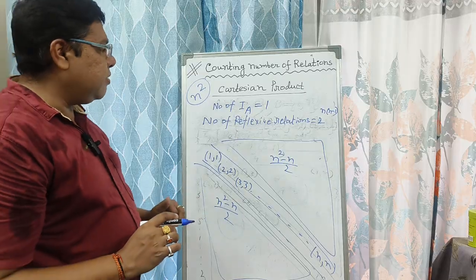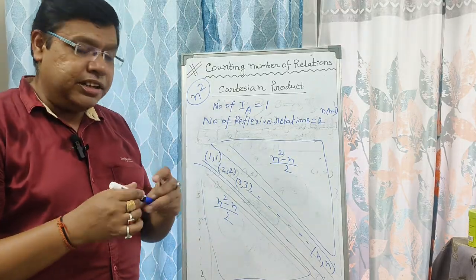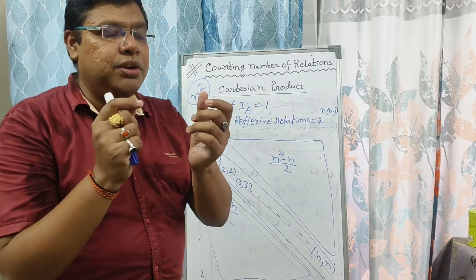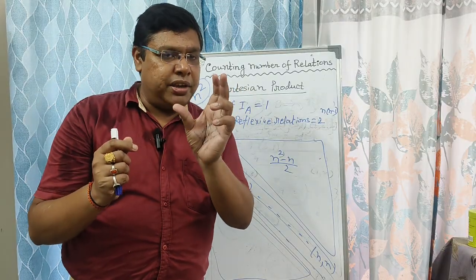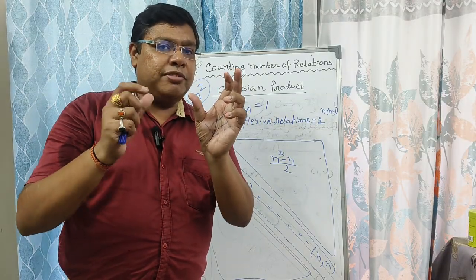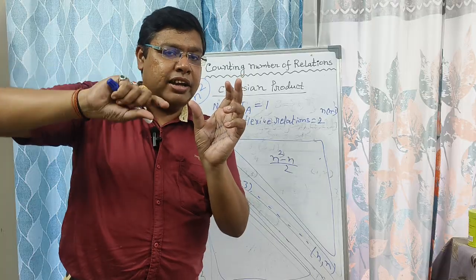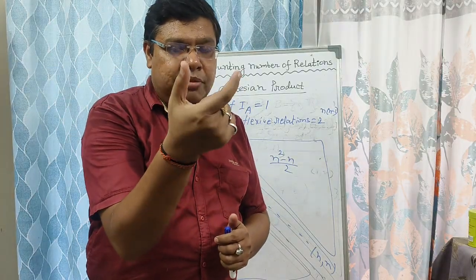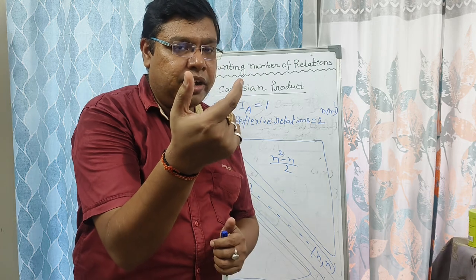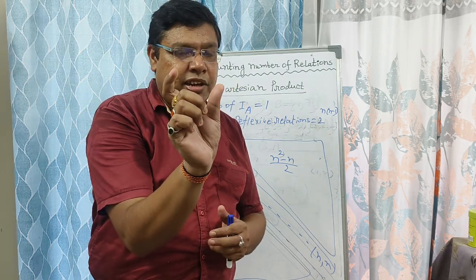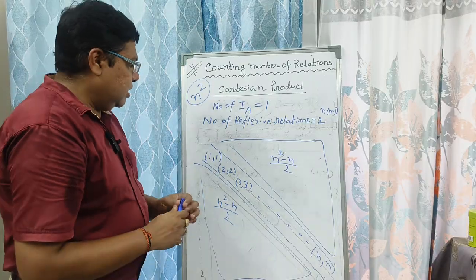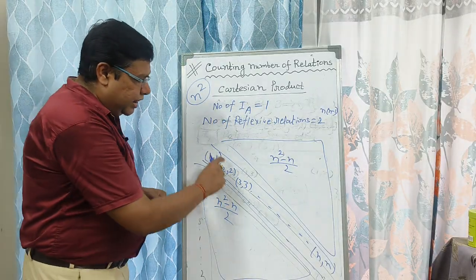Now for symmetric, what is the definition? If you have a relation between A and B, then you have the same relation between B and A. Means if A and B is present there, B and A must be present there. Clear? Same relation.